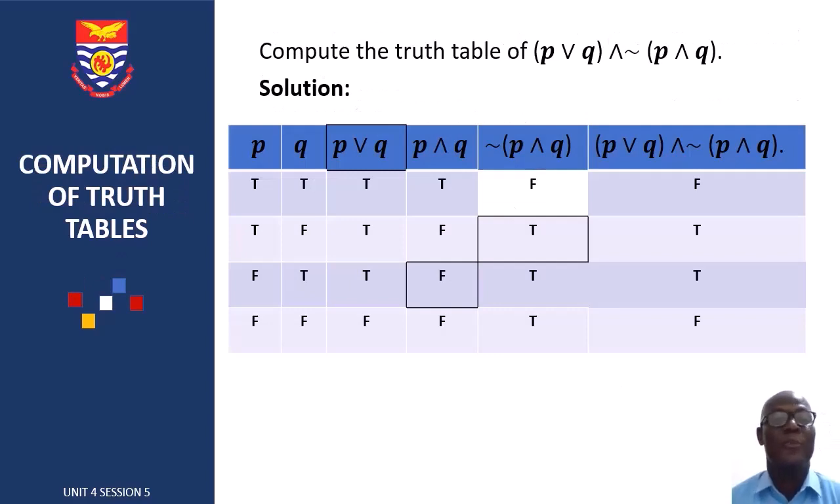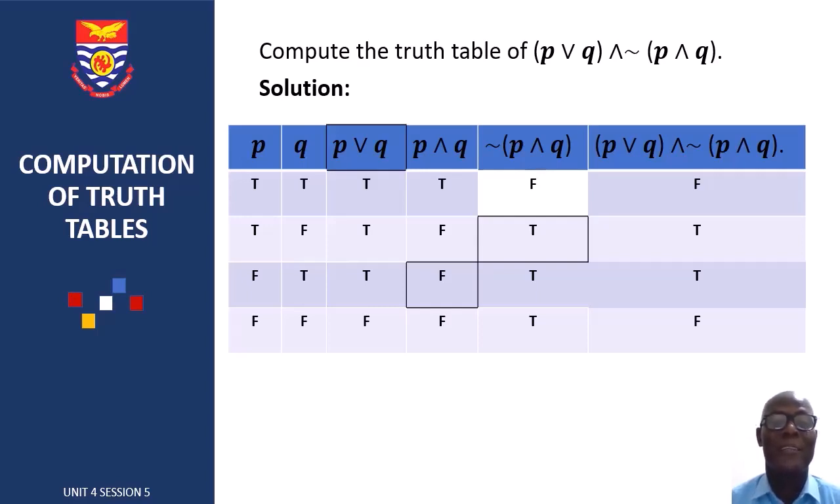Computation of truth tables. Compute the truth table of, into braces, P disjunction Q, conjunction, negation of P conjunction Q. Now let's look at the table. For P, we have truth, truth, false, false. For Q, we have truth, false, truth, false.